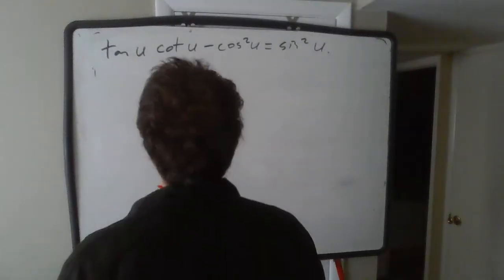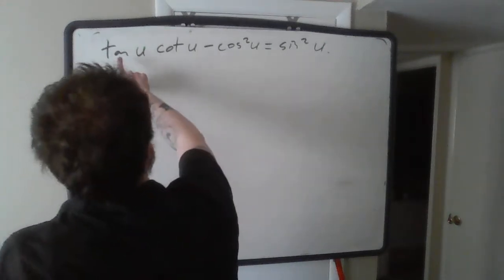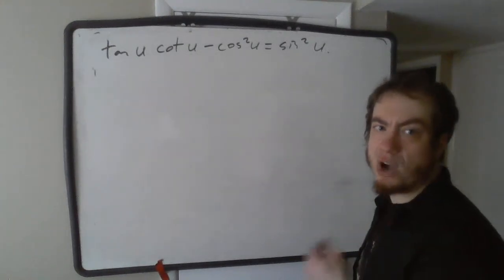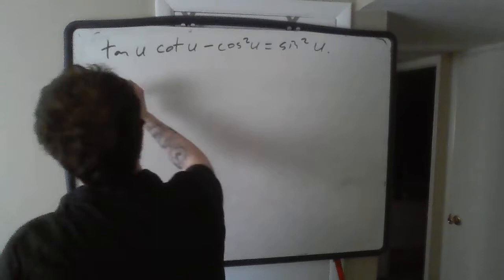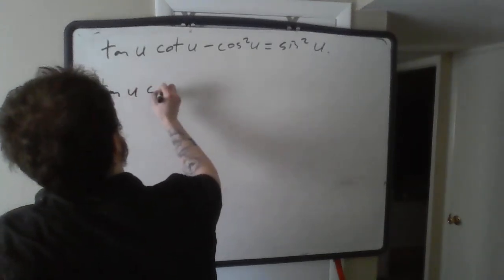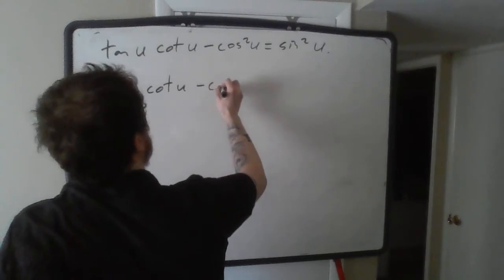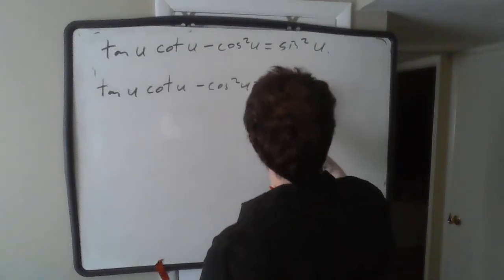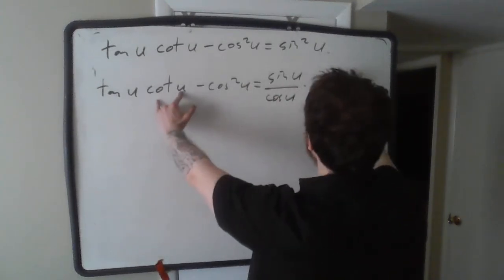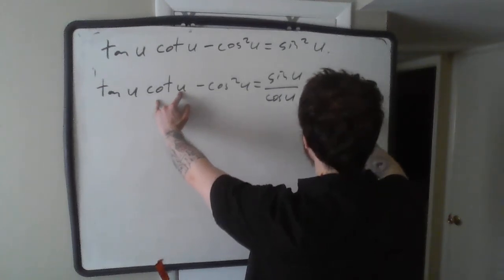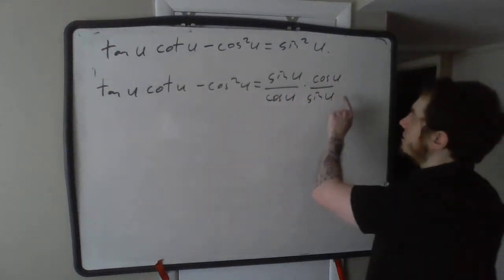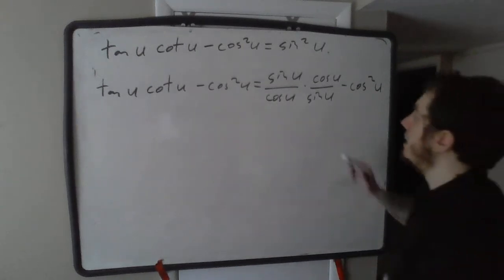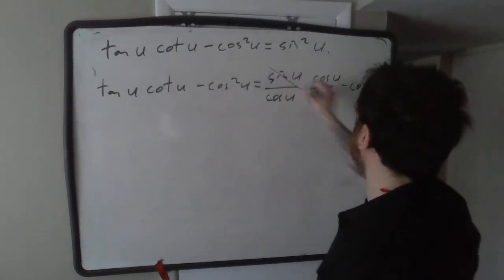So, let's rewrite everything in terms of sines and cosines. I think that will help to see what exactly is going on here. So we have tangent u, cotangent u minus cosine squared u. Tangent u is sine u over cosine u. Cotangent is cosine over sine. Okay, so we have sine u over cosine u times cosine u over sine u, and then we have minus cosine squared u. Now, the nice thing here is that these cross-cancel with each other.